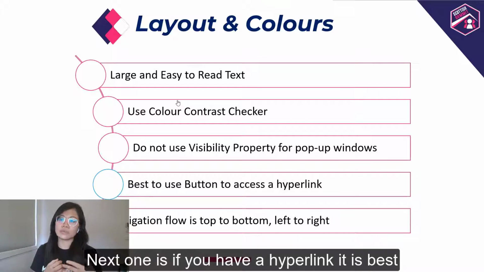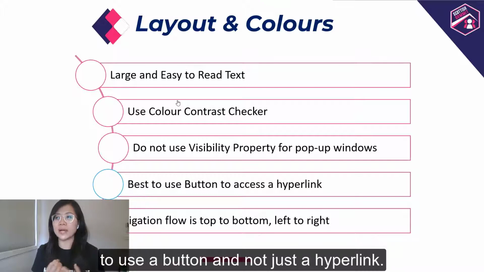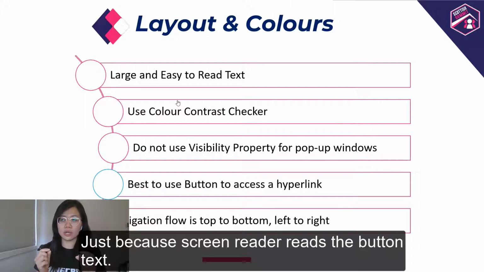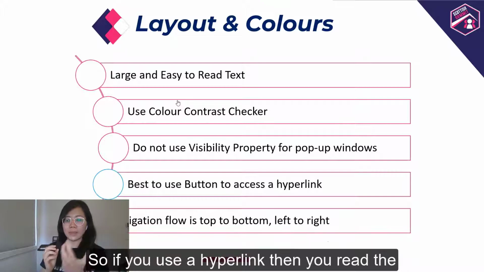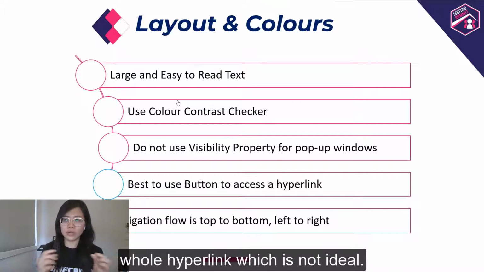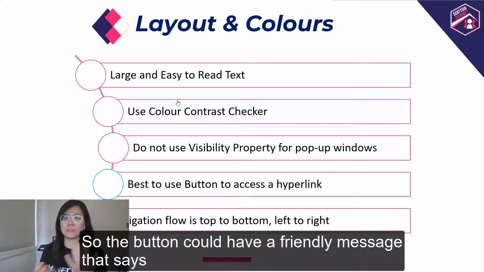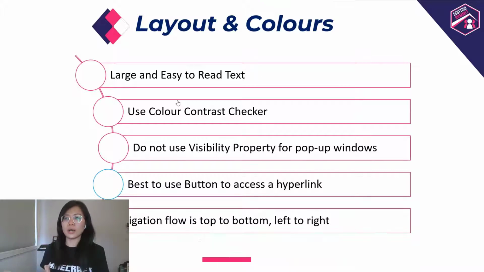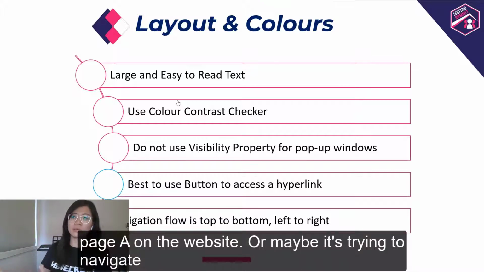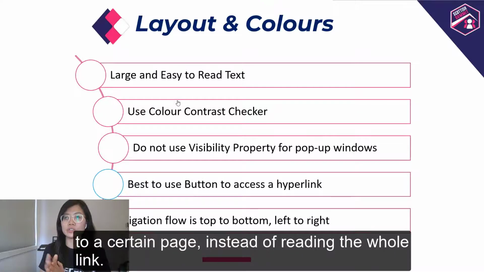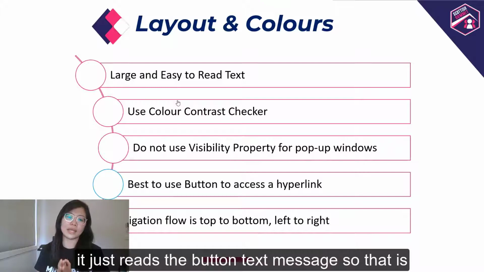Next one is, if you have a hyperlink, it's best to use a button and not just a hyperlink. Just because the screen reader reads the button text. So if you use a hyperlink, then it reads the whole hyperlink, which is not ideal. So the button could have a friendly message that says, go to page A on the website, or maybe it's trying to navigate to a certain page. Instead of reading the whole link, it just reads the button text message. So that is more user-friendly.